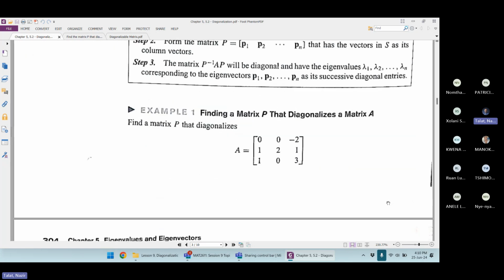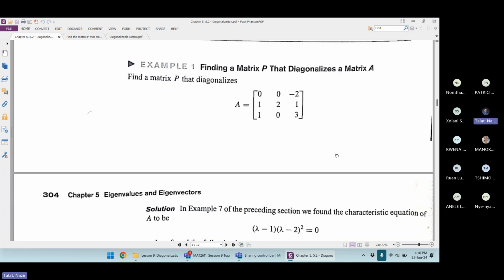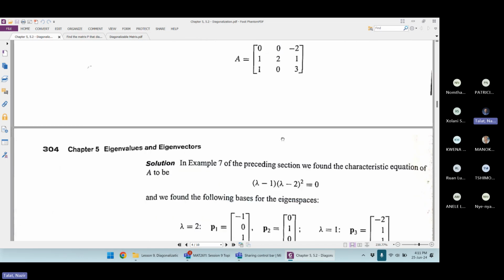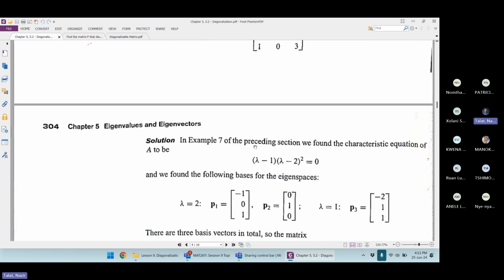This is a good and simple example of how to find a matrix P that diagonalizes a given matrix A. Suppose we have this matrix A. We need to find its eigenvalues and eigenvectors. We know that if a matrix A is available, we can find its eigenvectors using the relation Ax equals lambda x. Take the determinant of lambda I minus A equal to 0, and we get the characteristic polynomial, which gives us the eigenvalues.